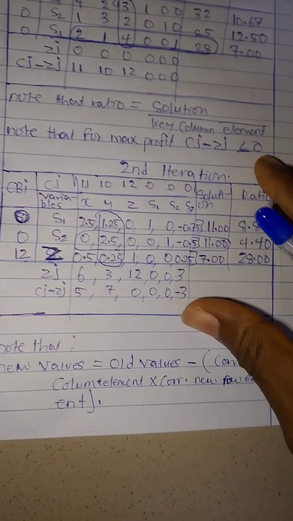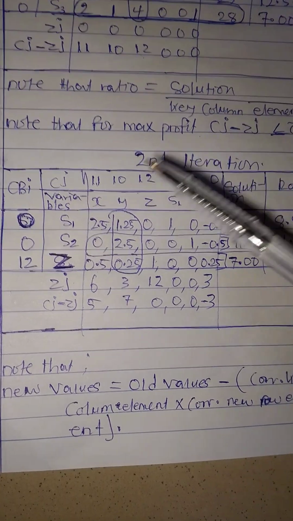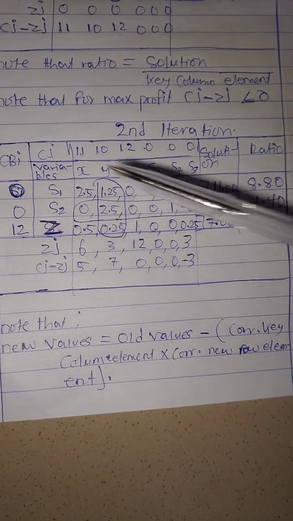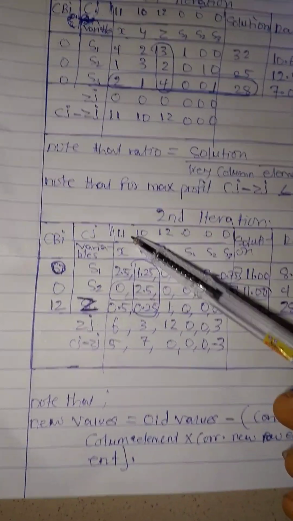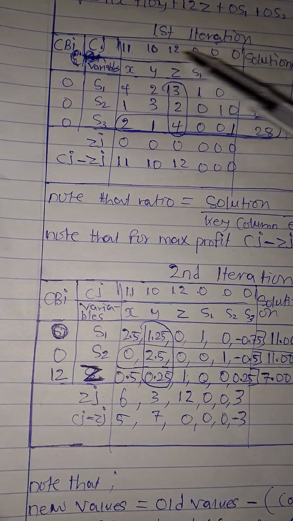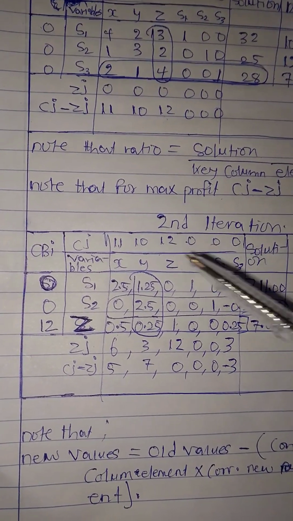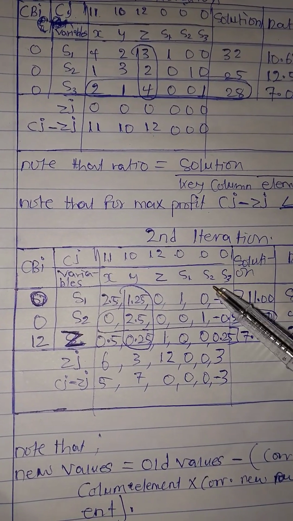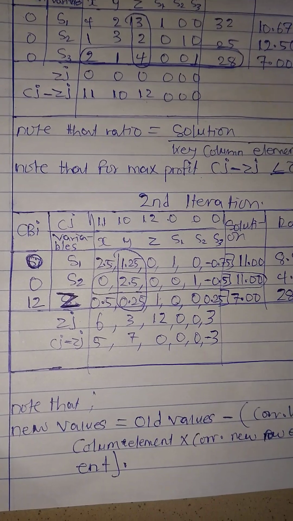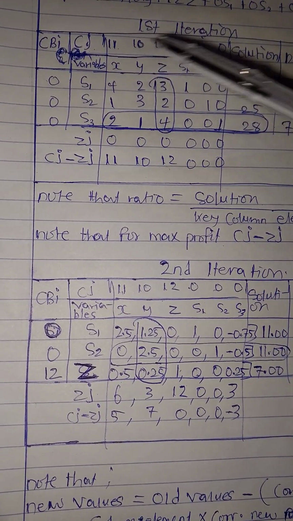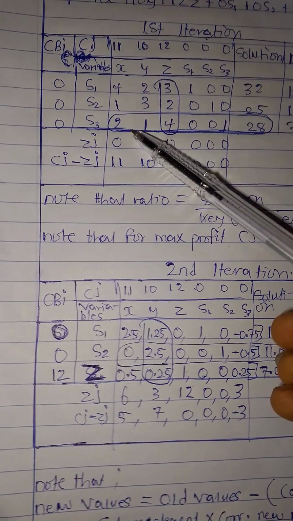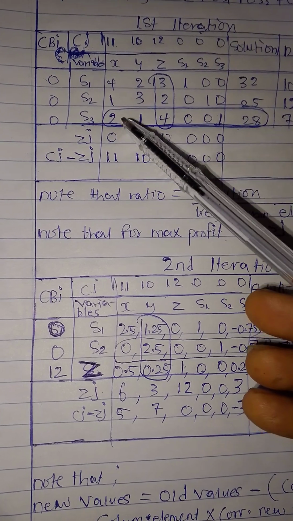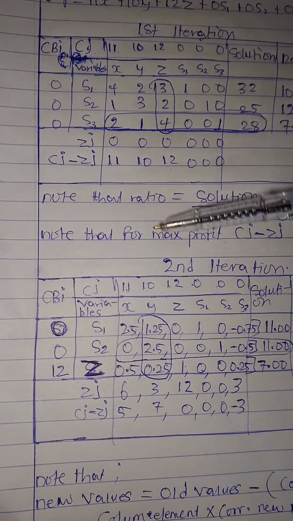So this is the second iteration. I will draw my table and put in my values. I still repeat the same variables here: 11, 10, 12, 0, 0, 0, with the coefficients becoming x, y, z, x1, x2, and x3. Now replace from your first iteration. What is the leaving variable? The rows are the leaving variables, while the columns are the entering variables.